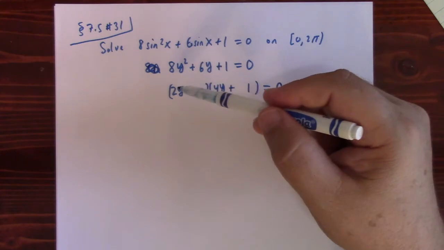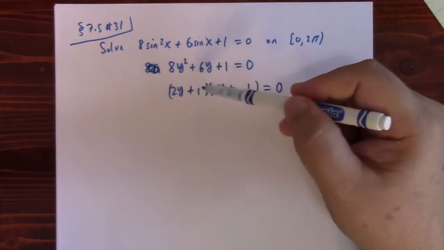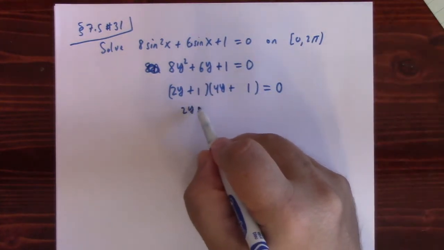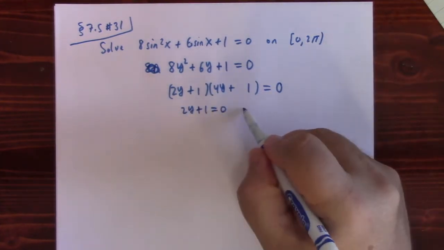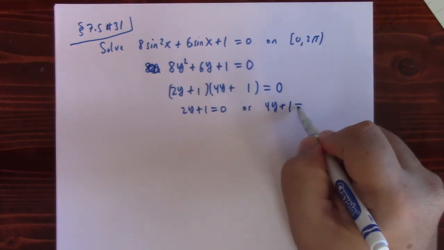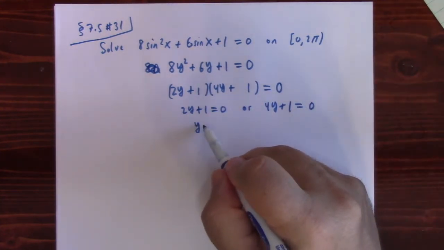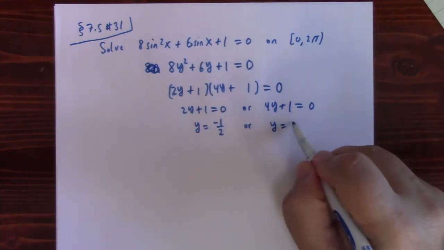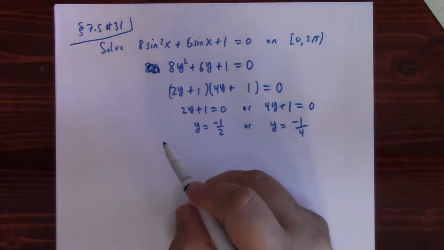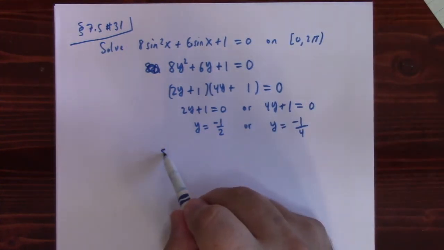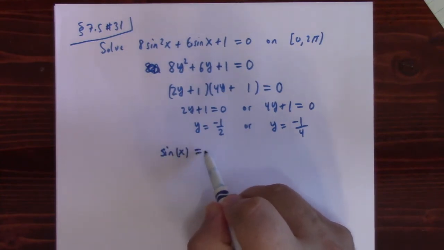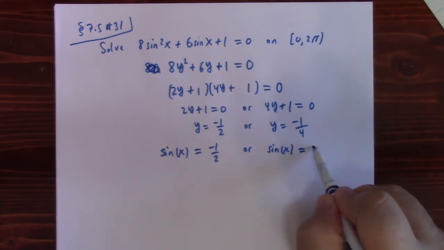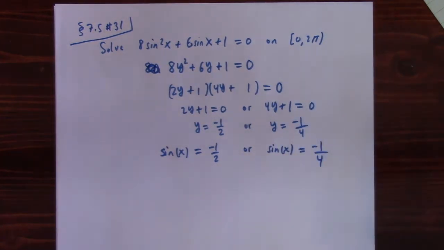See, 8 times 1, 2 times 4 is 8. 4 plus 2 is 6. 1 times 1. Okay, factored. So this says that 2y plus 1 equals 0, or 4y plus 1 equals 0. That's how we get solutions, which is to say that y is equal to minus 1/2, or y is equal to minus 1/4. So we actually have the problem sine of x equals minus 1/2, or sine of x equals minus 1/4. That's what we have to solve here.